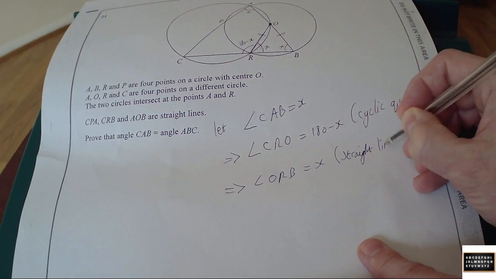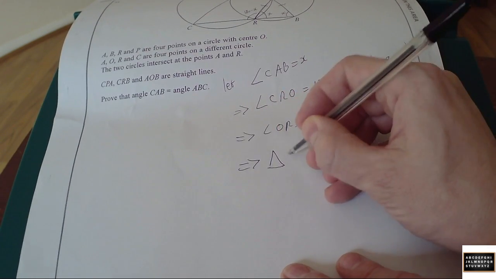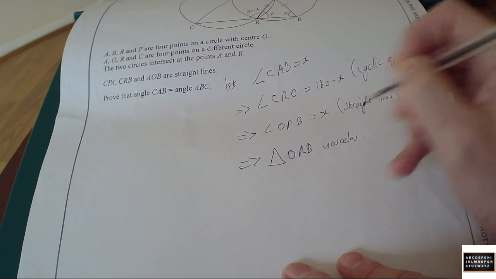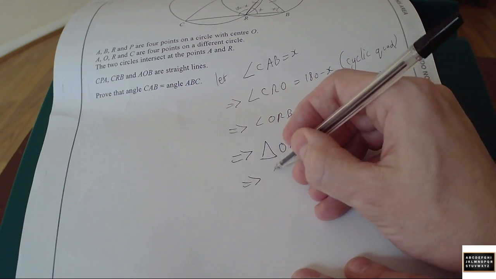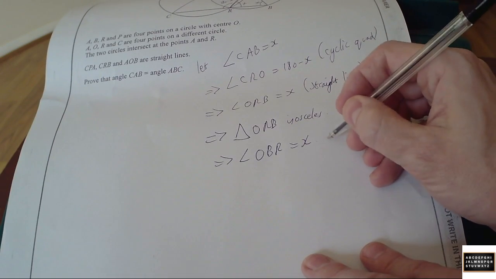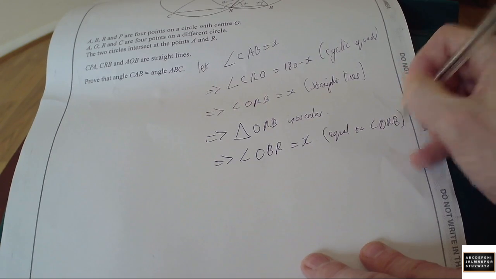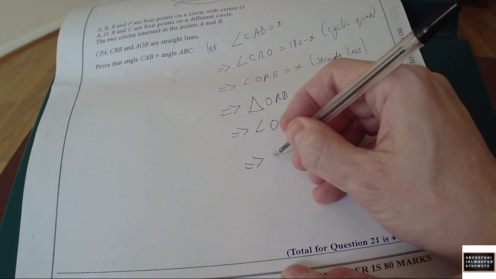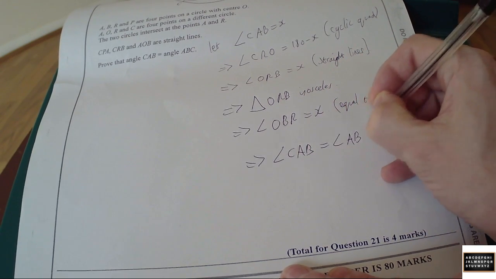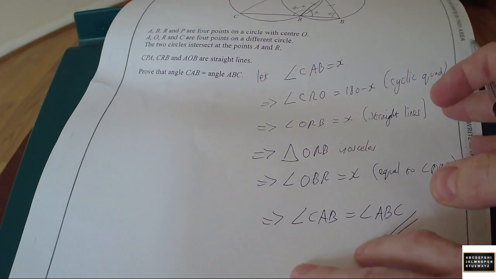So the examiner's told straight lines. Then we understood that triangle ORB was isosceles, which implied in itself that the angle OBR is also x, equal to angle ORB, and then therefore that proves that angle CAB is equal to angle ABC. Okay, so all of that very quickly written down, and you can see the logic.